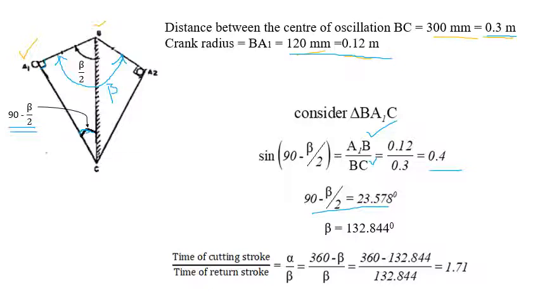Since here we don't have the alpha value, alpha can be written as 360 minus beta. Since we have the beta value, we are converting everything in terms of beta. So alpha can be written as 360 minus beta, and in the denominator we have beta. So 360 minus 132.844 divided by 132.844. After simplification we got 1.71. So this is the time ratio, or the time of cutting stroke to the time of return stroke.